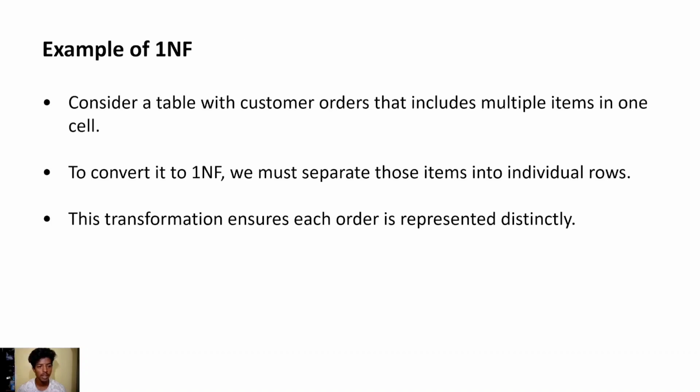Example of 1NF. Consider a table with customer orders that includes multiple items in one cell. To convert into 1NF, you must separate those items into individual rows. This transformation ensures that each order is represented distinctly.